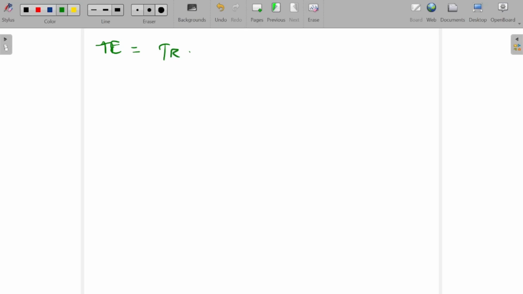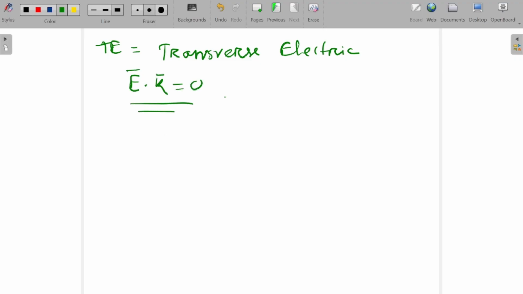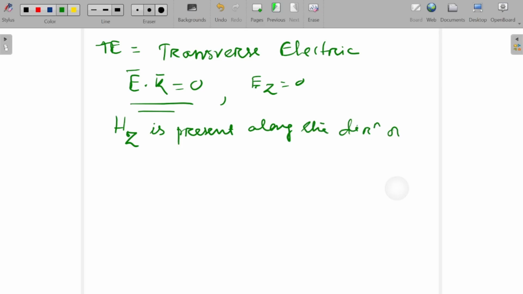So, the second mode is TE, transverse electric. In the transverse electric mode, the z component of the electric field is 0. So, that means Ez equals 0 and Hz is present along the direction of propagation.